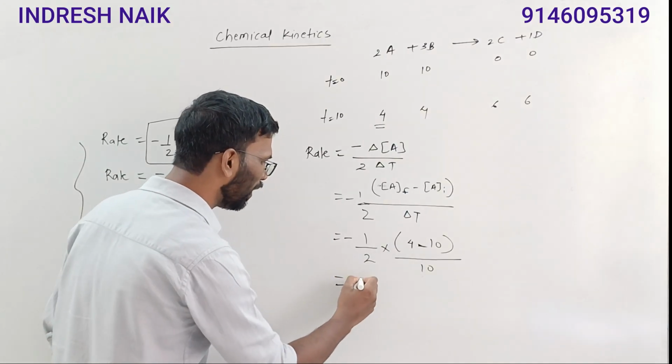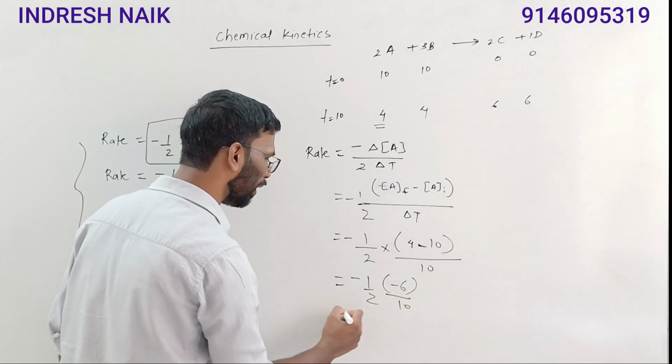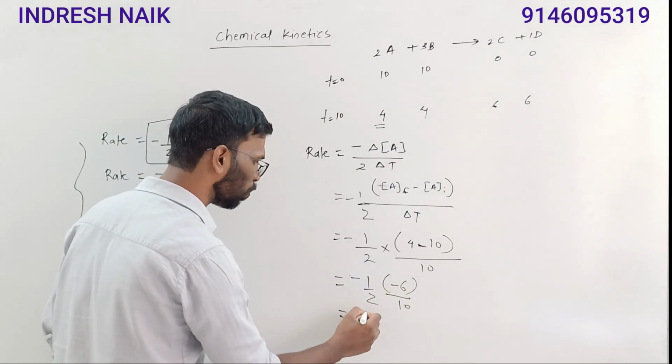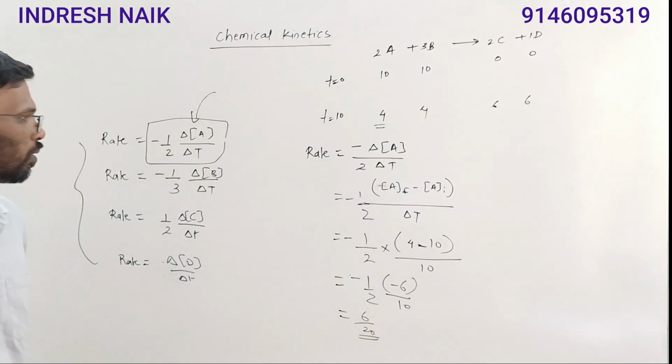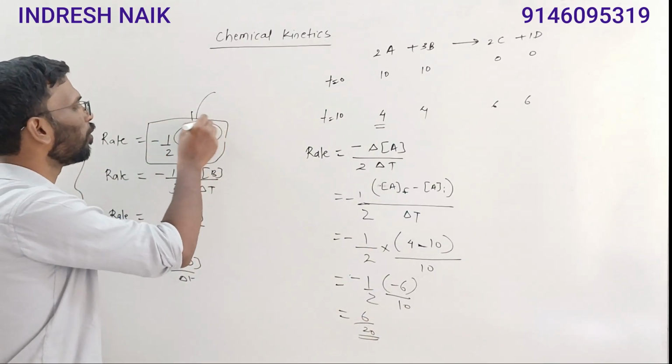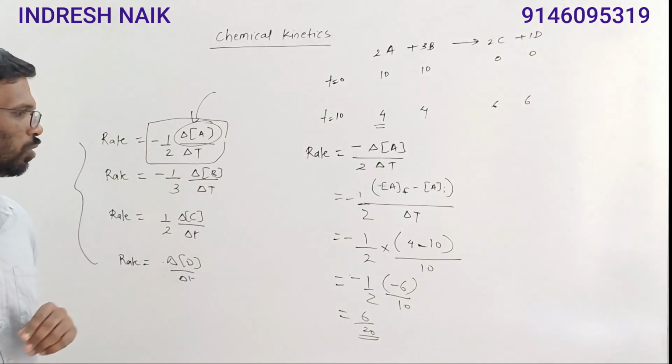So what is this? Minus 1 by 2. And what is this? Minus 6 by 10. So minus and minus becomes positive, 6 by 20. Positive. So rate is positive. So this difference is negative. That's why this minus sign is there. So together it becomes positive.